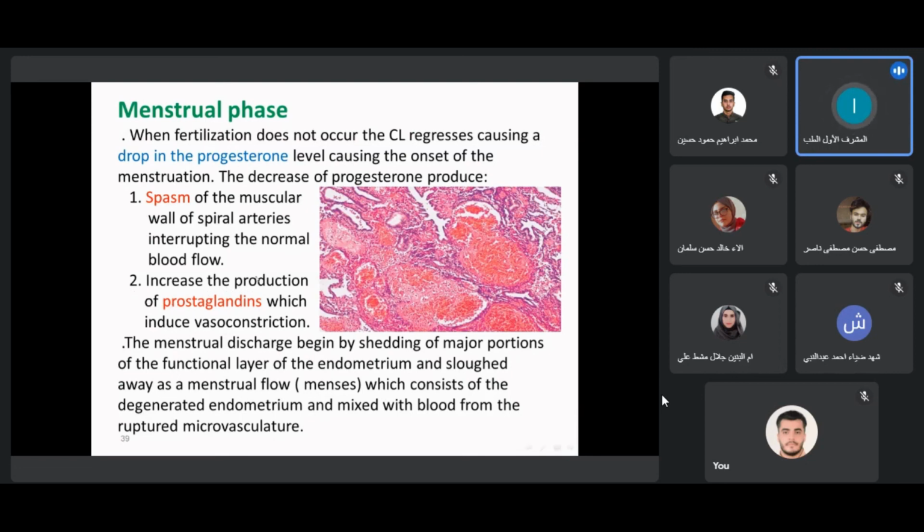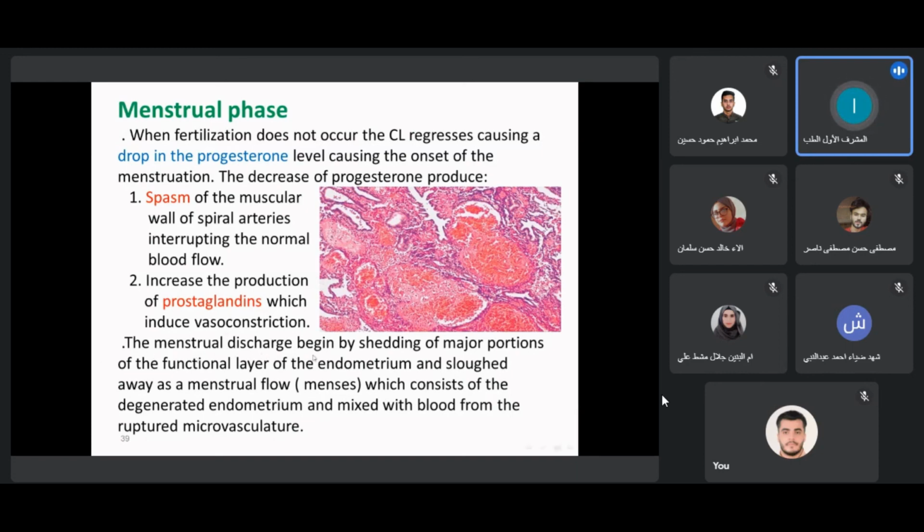Also, the reduction in progesterone will affect the production of prostaglandins, increasing their production, and these prostaglandins can cause vasoconstriction of the spiral arteries. And if there's vasoconstriction in the arteries, this will lead to reduction of the blood supply, also into the functional layer.